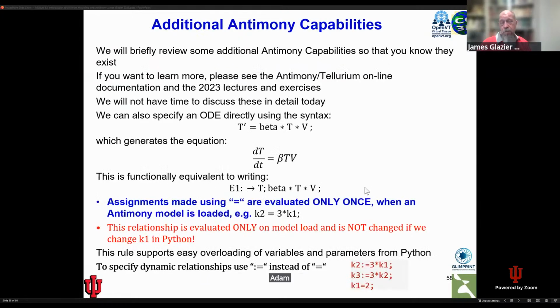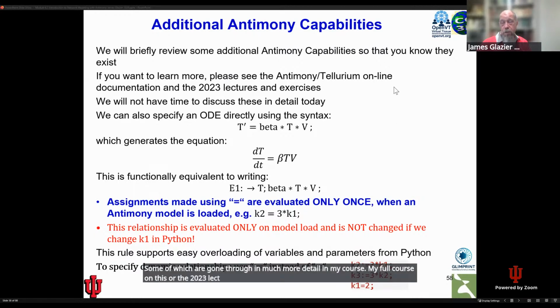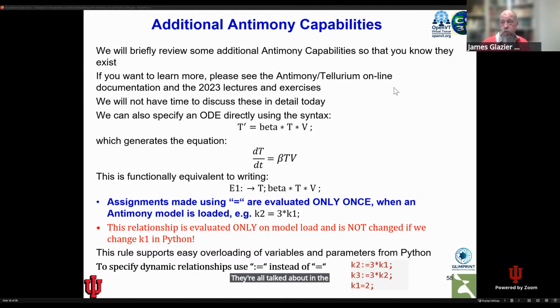Antimony has some additional capabilities, quite a few, some of which are gone through in much more detail in my full course on this, or the 2023 lectures. They're all talked about in the online documentation. You can write ordinary differential equations directly using T prime notation. Strongly discourage you from doing that.